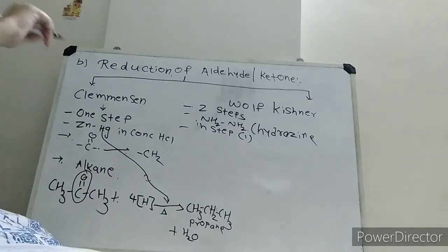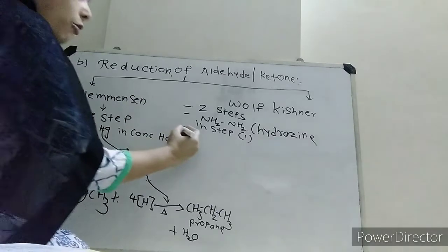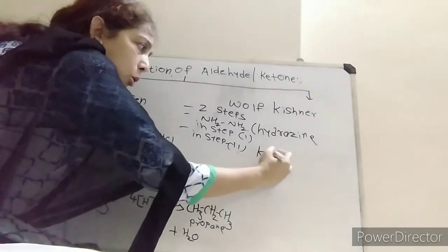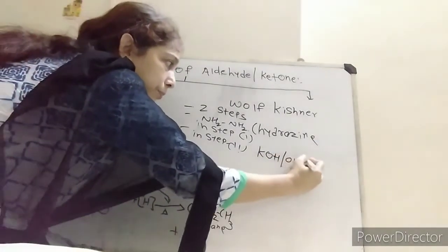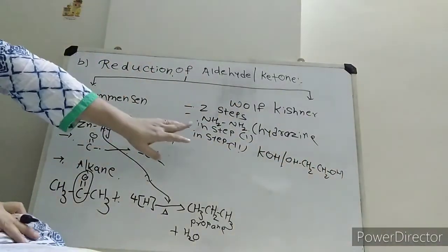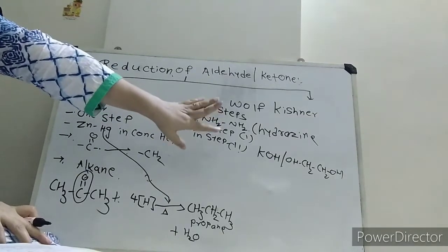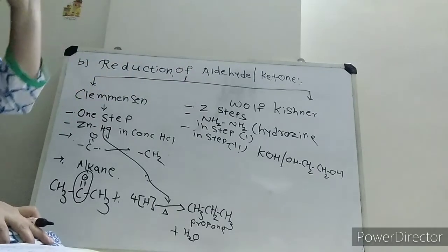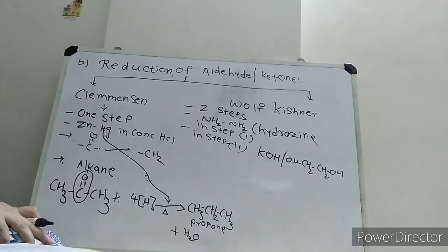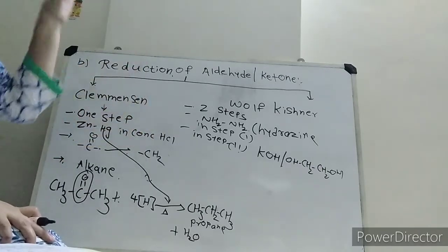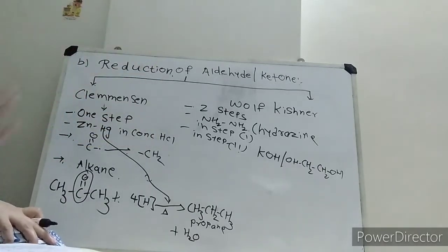In step number 2, there is the addition of KOH as well as ethylene glycol. This HO-CH2-CH2-OH is known as ethylene glycol. Then it forms the alkane. So the motto of both reactions is to form the higher alkane.